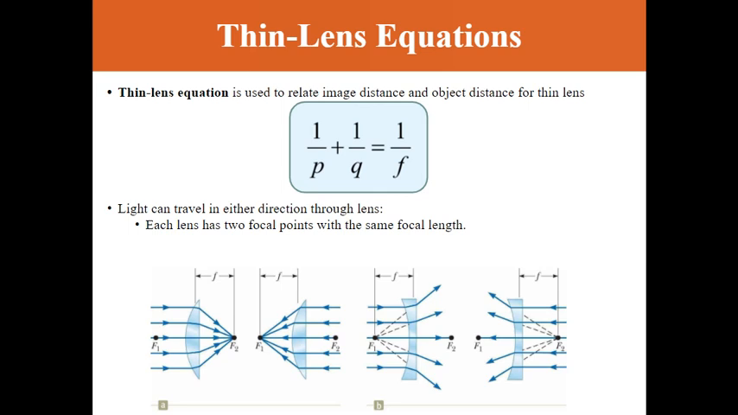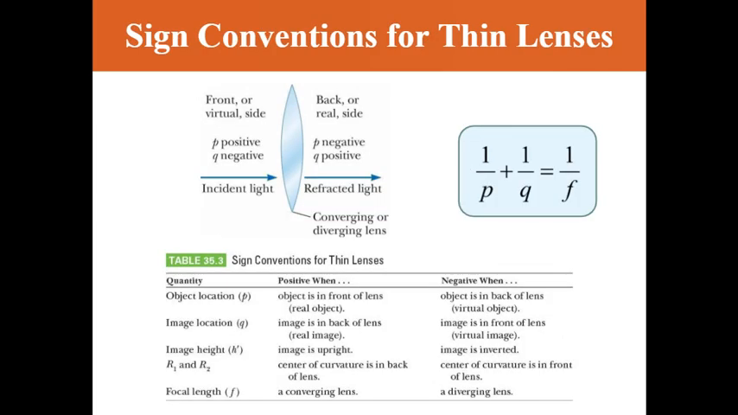So this is the same formula for mirrors. The sign convention, though, is a bit different for mirrors, so we'll talk about that here. Whatever the front side is considered to be where the object is sitting, so that's where incident light emerges from. Where the object sits, its distance to the lens is measured as positive.